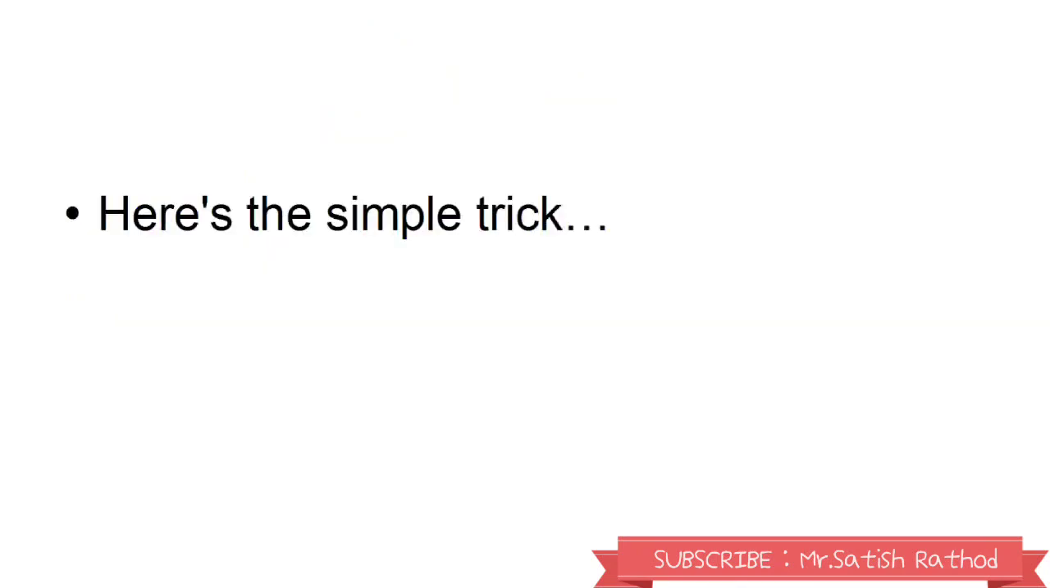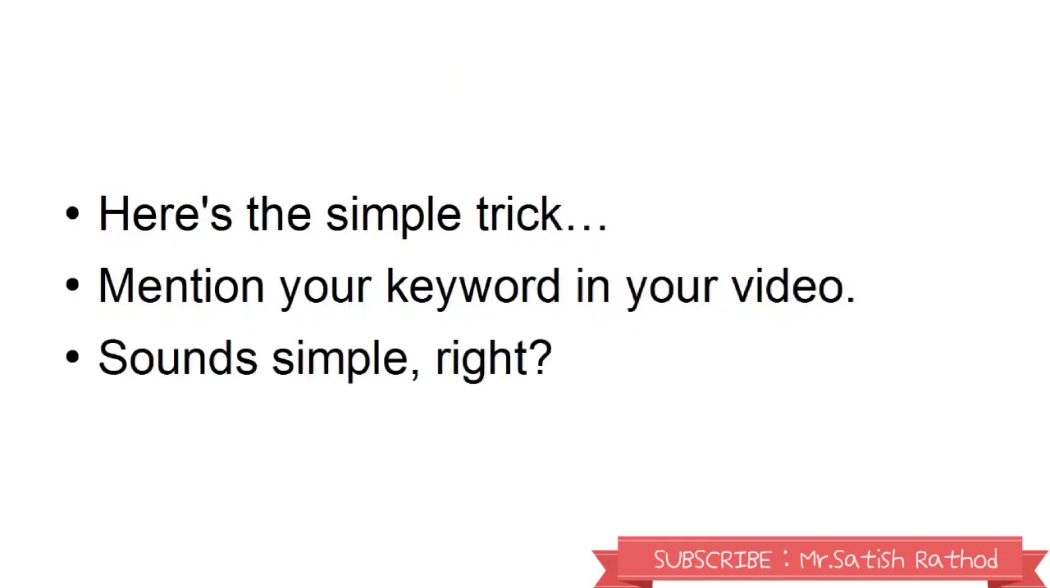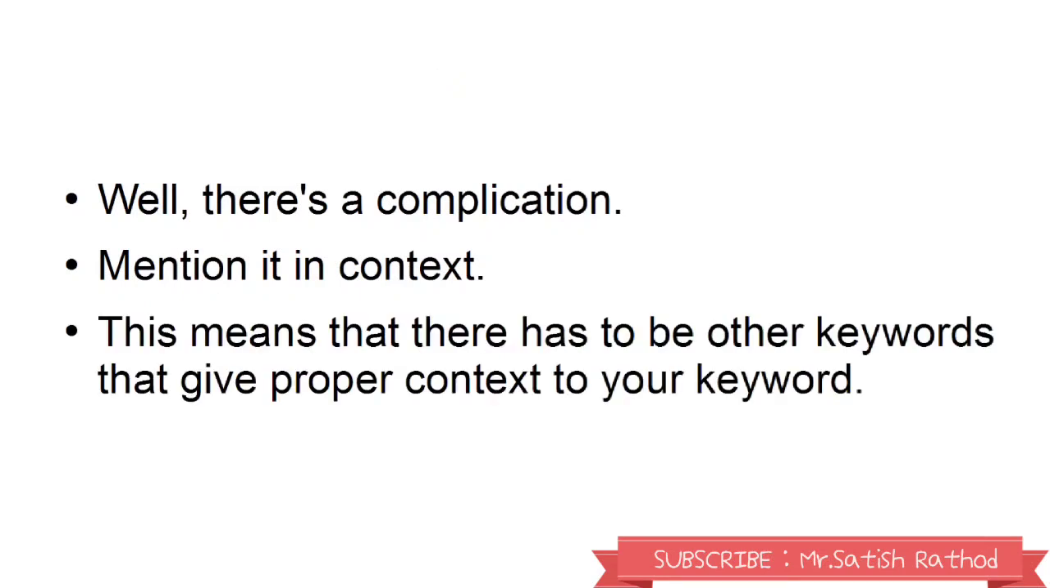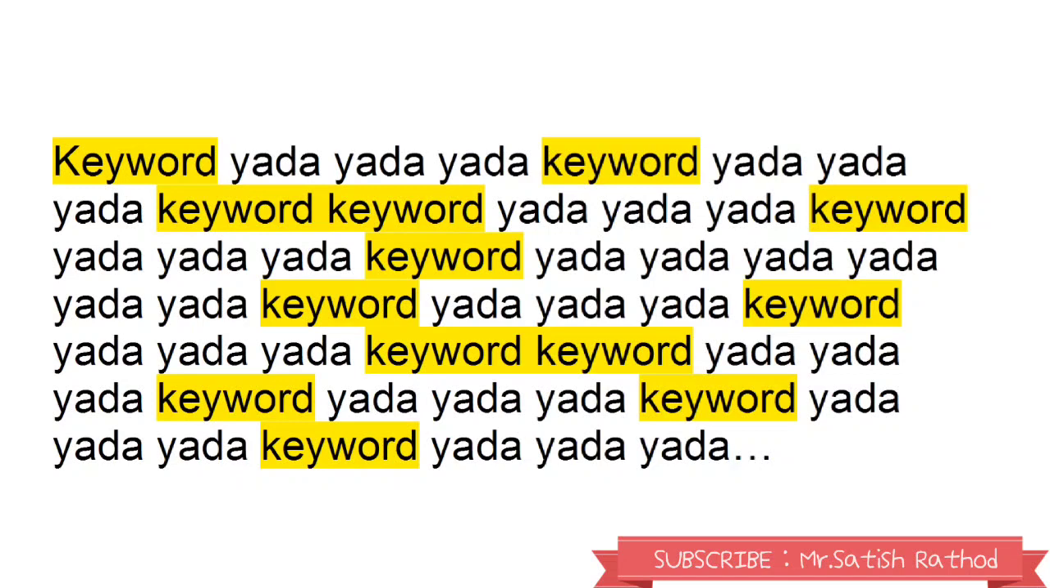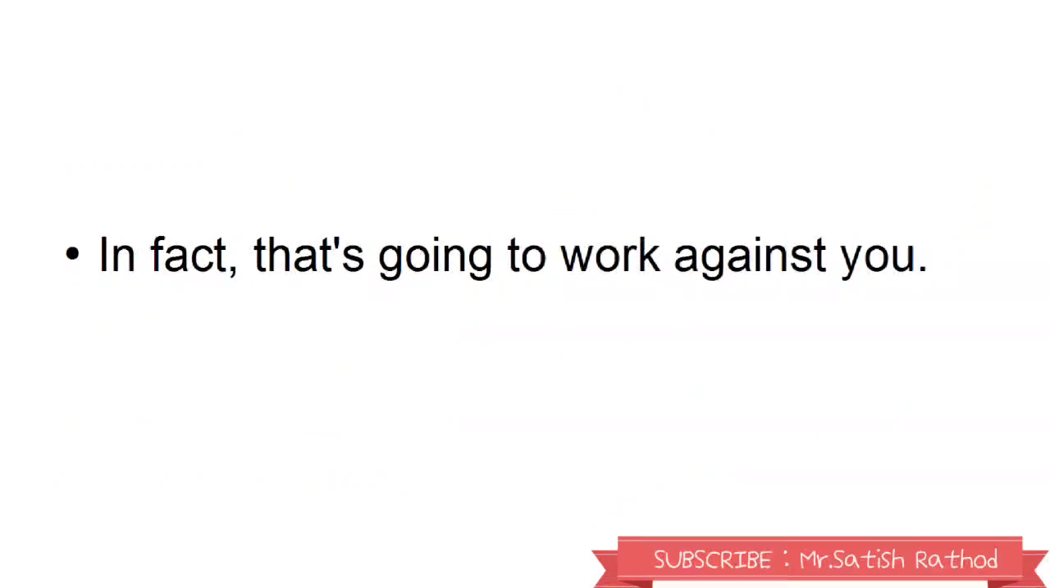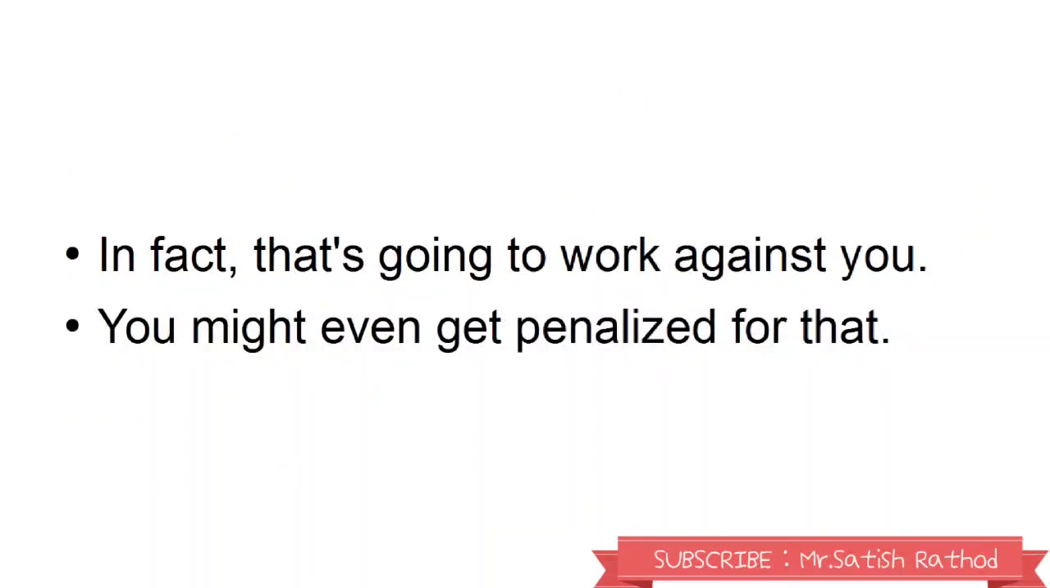Here's the simple trick. Mention your keyword in your video. Sounds simple, right? Well, there's a complication. Mention it in context. That means there has to be other keywords that give proper context to your keyword. You can't just target one keyword and repeat it over and over again in your video. That's not going to work. In fact, that's going to work against you. You might even get penalized for that.